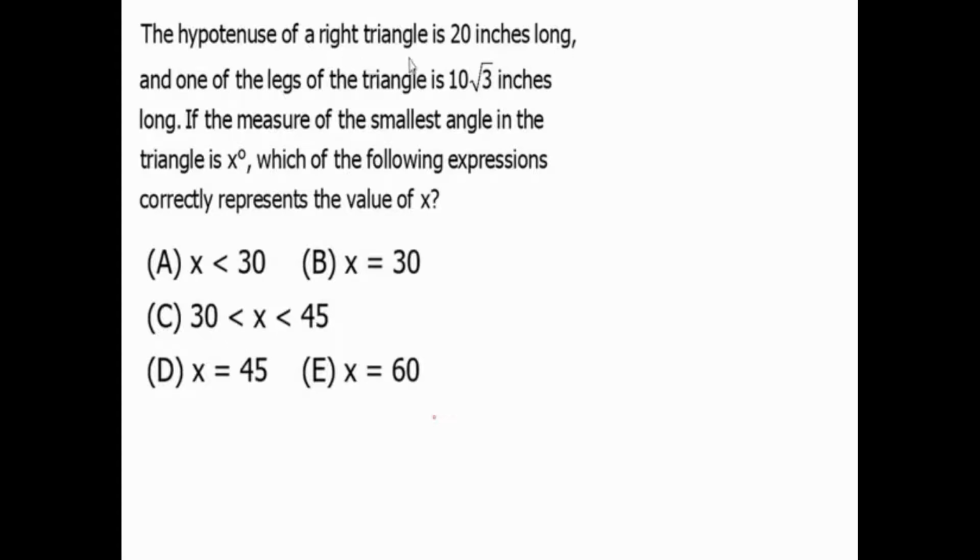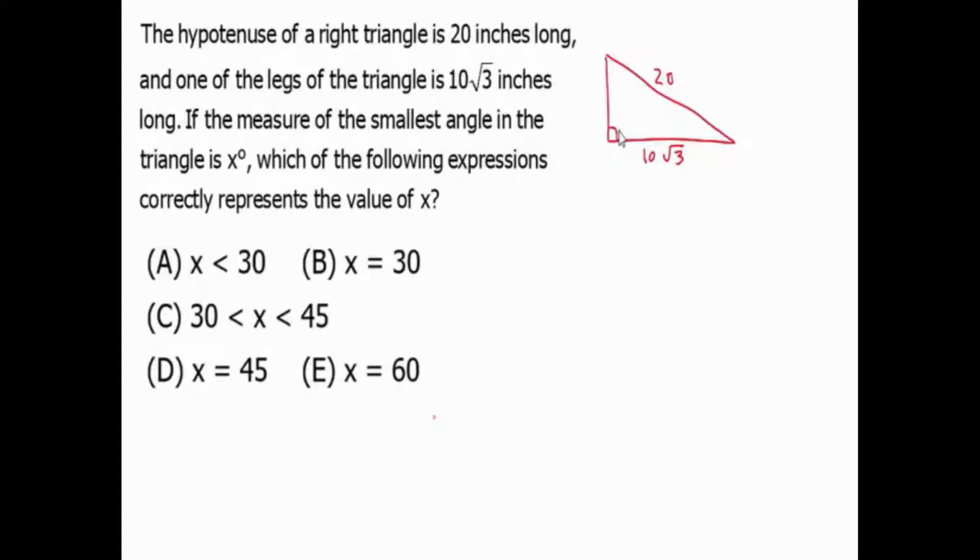So we have a right triangle whose hypotenuse is 20 inches long and one of the legs is 10 square root 3 inches long. Let's quickly draw it out. Here's our triangle. Here's the 90 degrees. The hypotenuse is 20 and one of the legs is 10 square root 3. And we need to figure out which of these relationships apply to the smallest angle in the triangle.